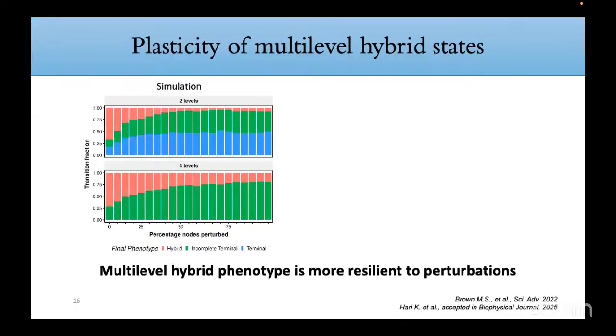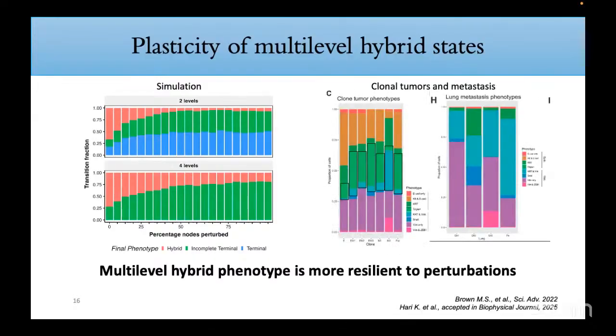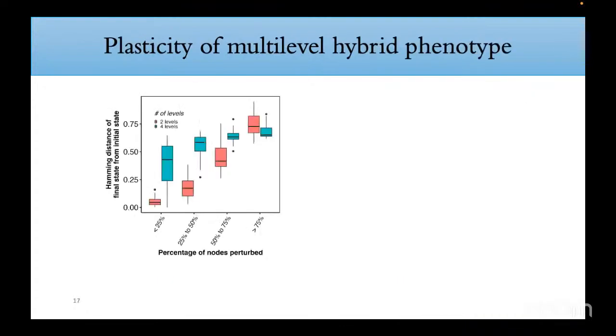And this is something that we see in in vivo experiments as well, where you start from a hybrid clone, and there is a significant fraction of the emergent population that retains its hybrid phenotype, right? So that's again good news, but it contradicts what we saw before, that the multi-level hybrid states were supposed to be less stable. So the answer to that is here.